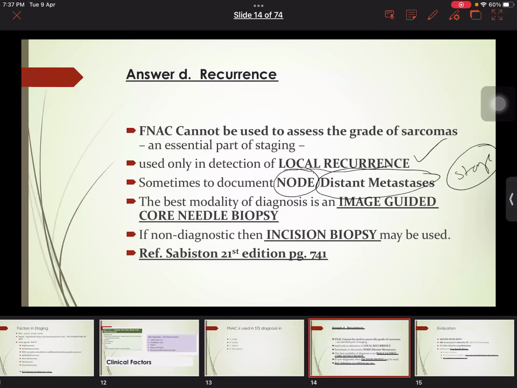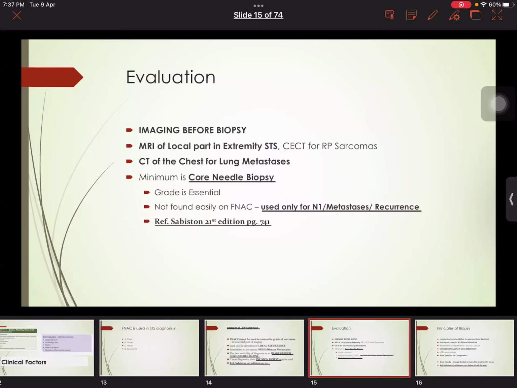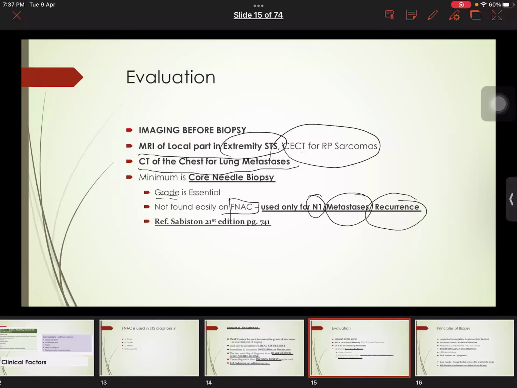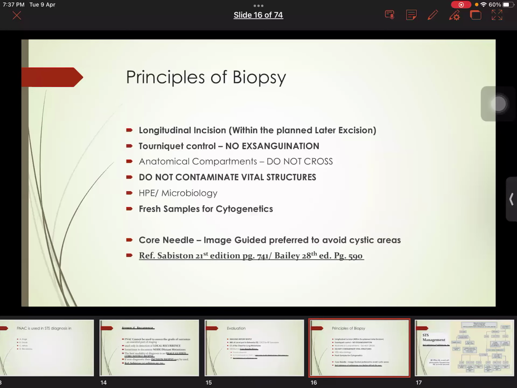So as I already said, the image guided core biopsy or an incision biopsy needs to be planned. Imaging before biopsy: MRI of the local part in extremity, CECT for RP sarcomas, and as far as staging is concerned, CT of the chest for lung metastasis is mandatory. Core needle biopsy is the minimum. You will get the grade of the tumor. So where is the use of FNAC? Only in scenarios like nodal status, metastatic status, and in terms of recurrence. This is where we'll be using the FNAC.